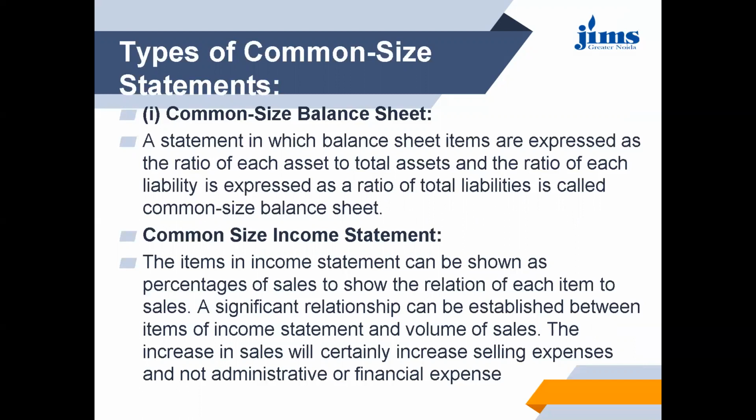Second is the common size balance sheet. It is a statement in which balance sheet items are expressed as the ratio of each asset to total assets, and each liability is expressed as a ratio of total liabilities. In the balance sheet, because the totals of assets and liabilities are equal, total assets or total liabilities are taken as the base and all the rest of the assets and liabilities are calculated on that basis.